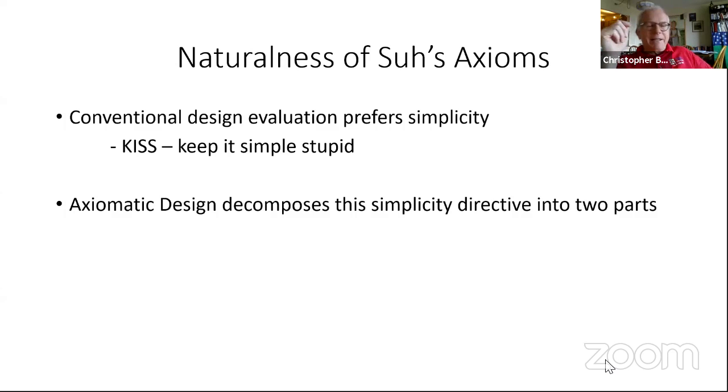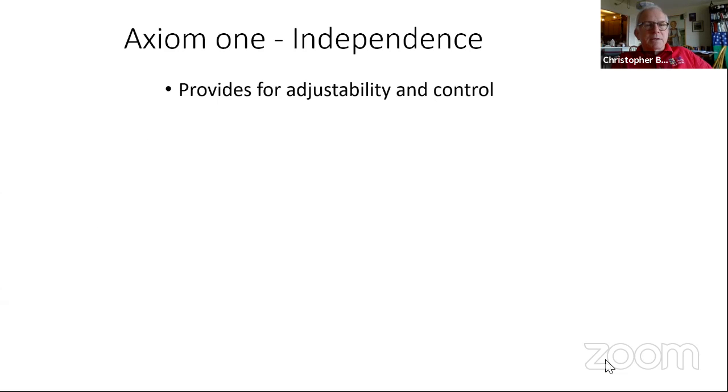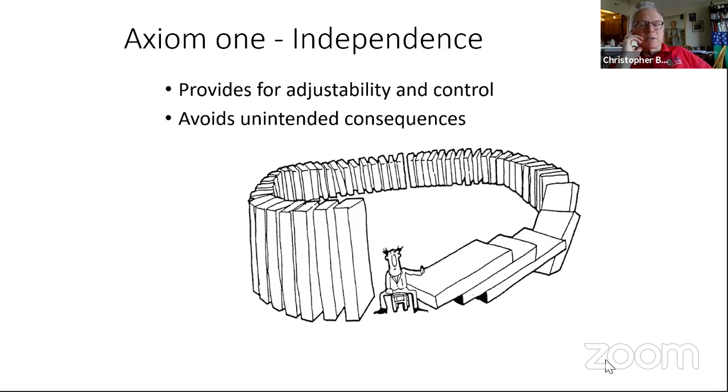Because if I'm designing something that's fairly intricate, and intricate could be a shoe, it could be a car, it could be a bicycle, an aircraft carrier, I need to decompose it. And just to say, well, we'll take the simplest, I need a systematic way of doing it. So we'll decompose simplicity into two parts, axiom 1 and 2. So independence provides adjustability and control, avoids unintended consequences.